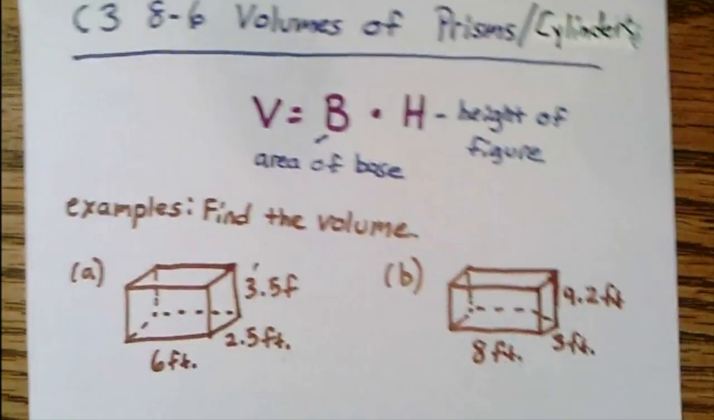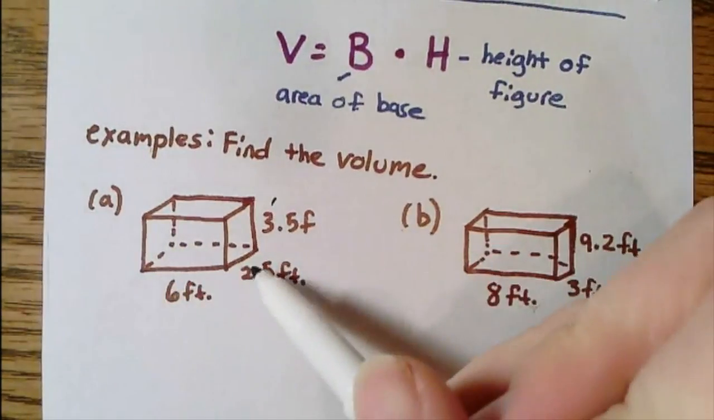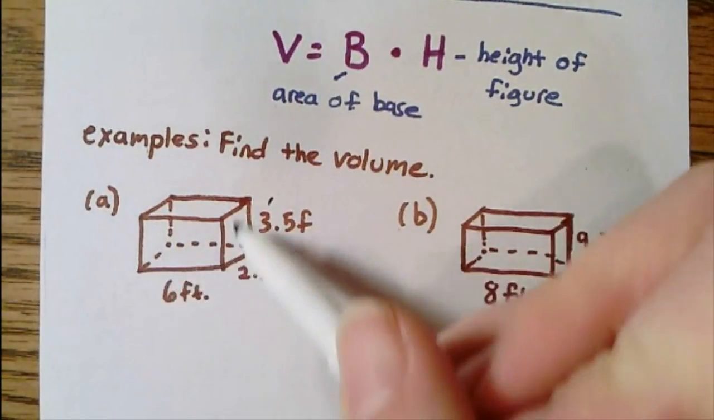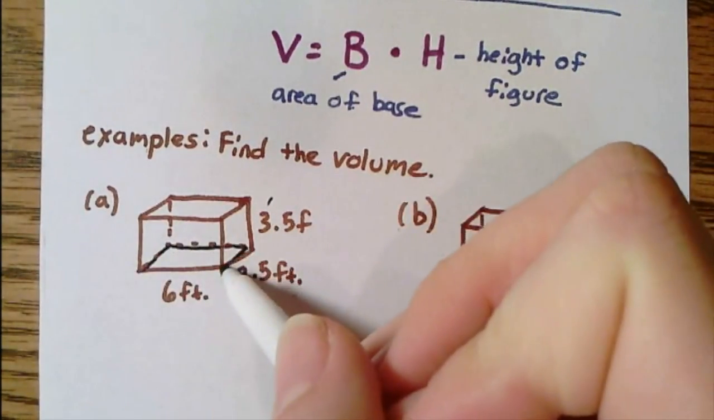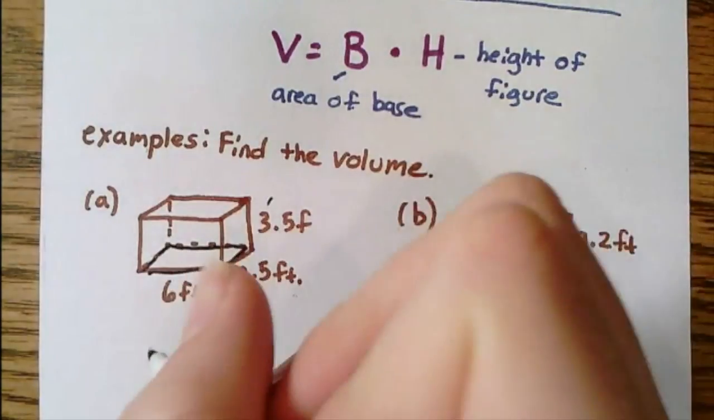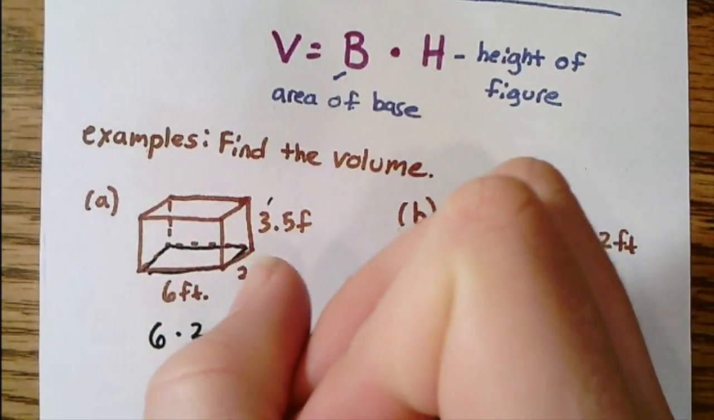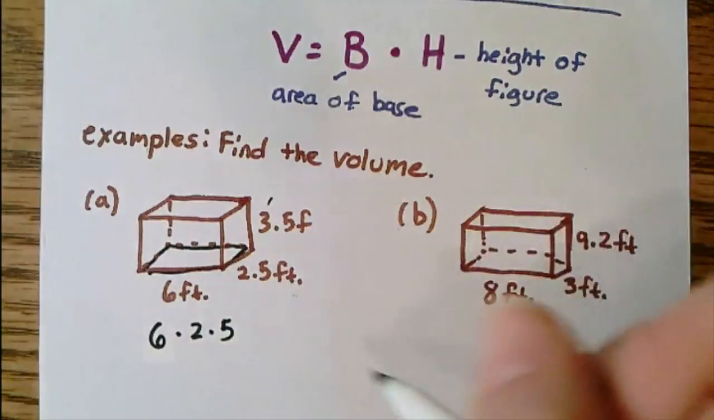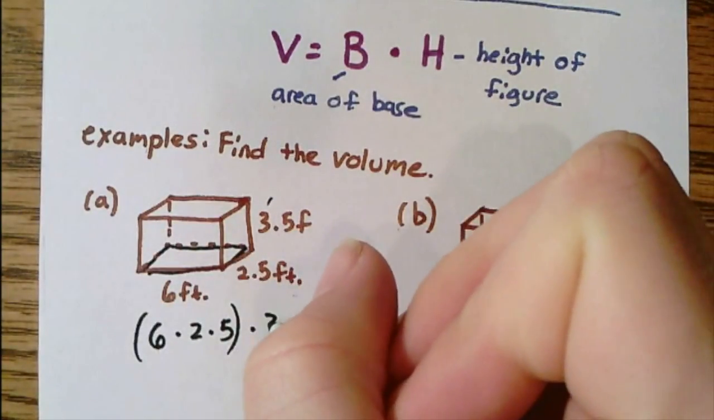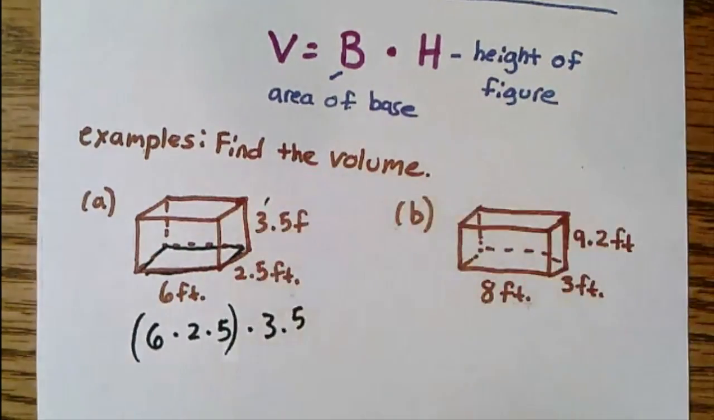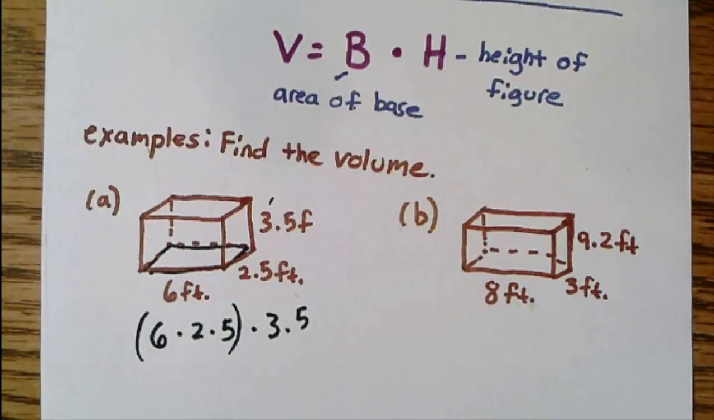So, area of the base, again, I can pick either this face or this face to be the base. Say that I pick this bottom one to be my base. I'm going to do 6 times 2.5, which is the area of my base, and then I'm going to multiply it times 3.5, which is the height. So what do you notice for a rectangular prism? You basically are just multiplying all of the numbers that they give you.